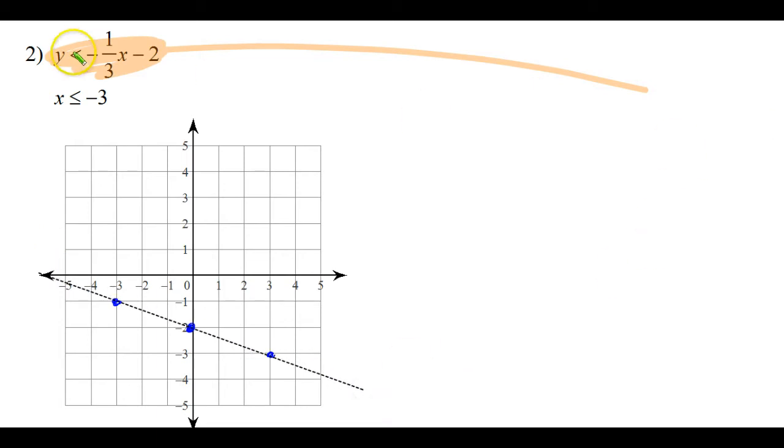That makes it easier. And I'm going to do my shading less than, so that would be below, before I even think about doing the other line. So I'm going to shade everything on this side of the line. And then I'll do my other one.